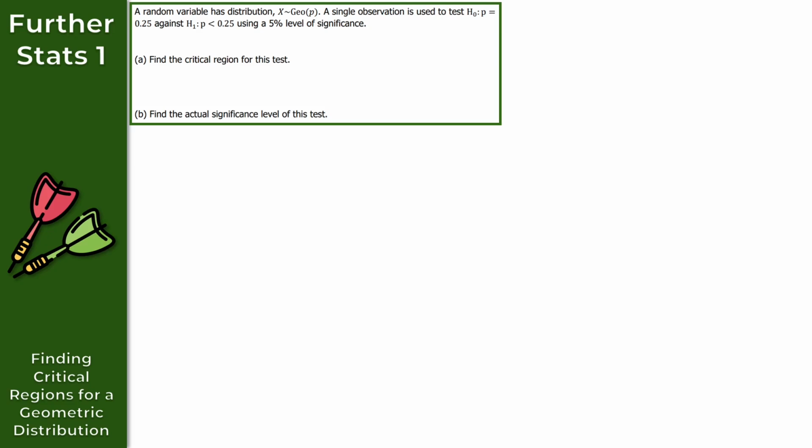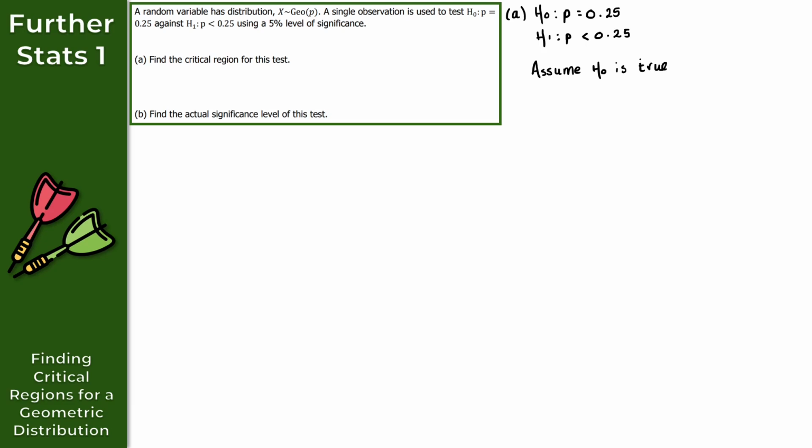So just as we saw for the previous question, we're going to start by writing down the hypotheses. So for part A then, we have H0 and H1. So for H0 here, again, this is for the parameter p, and p is equal to 0.25. And then for H1 here, again for the parameter p, this is now less than 0.25. So the next thing that we're going to do here is assume that H0 is true.